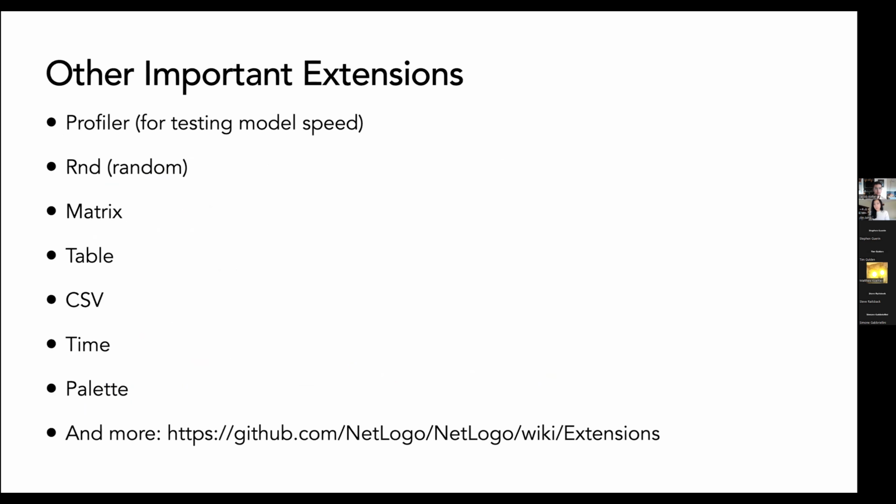And then there's a bunch of other extensions; there's more than this as well, which you can check out here. But just a few other ones I thought I would mention that I think are important. Some questions have come up recently from people that weren't aware of these. The profiler is for testing model speed, so you can run your model and it tells you how long each of your procedures take to run. So if you're trying to make your model run faster, this is really useful.